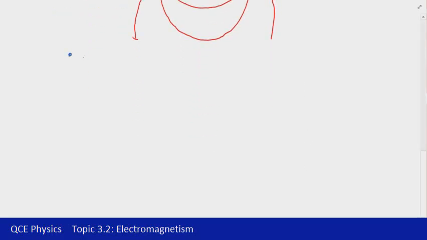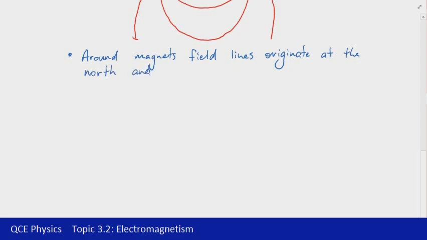The first thing is that around magnets, field lines originate at the North Pole. So it looks like that's where they start. And then they will terminate at the South Pole. It sort of makes sense. If you've got a singular North Pole, then it would be repelled from a North Pole, and it would be attracted to the South Pole, and so we get that shape going from the North Pole through to the South Pole.